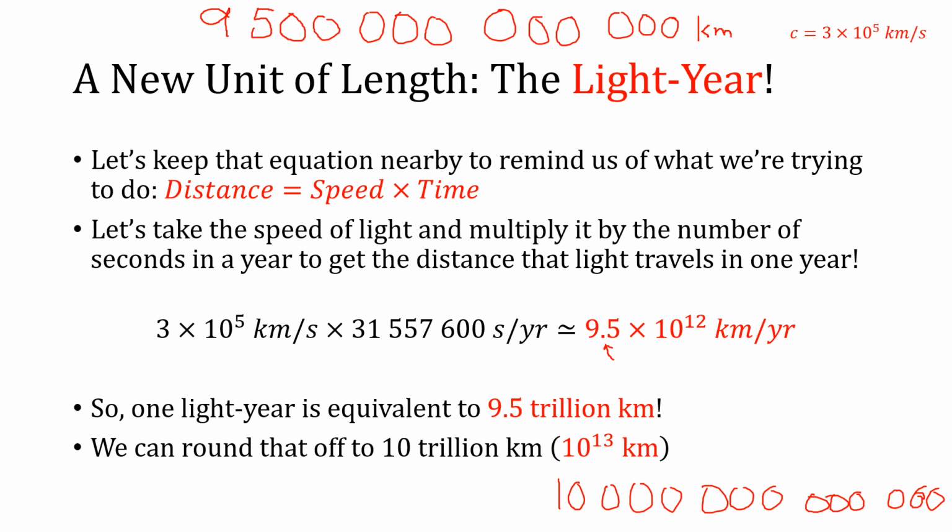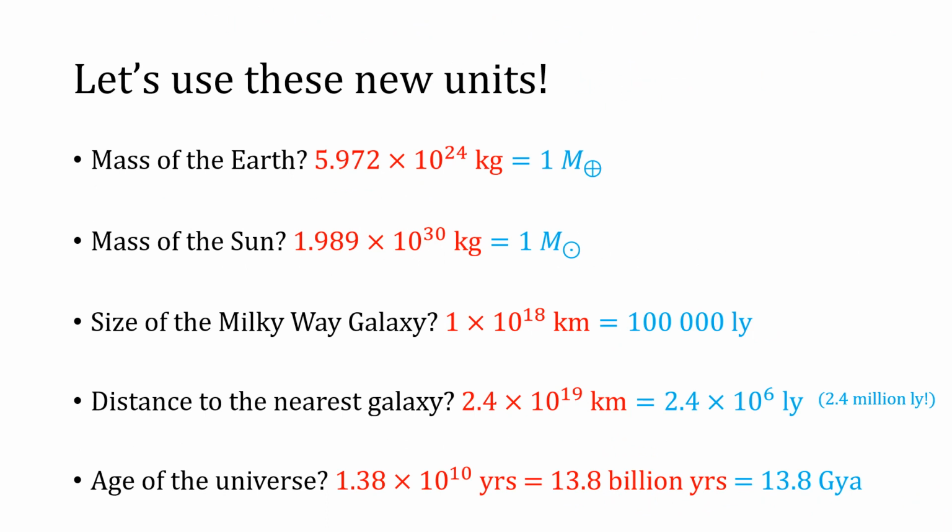And now we can use that to rewrite those numbers that we saw before, of the size of the galaxy and the distance to the nearest galaxy and so on. So here we go. Using the calculation that we did just now to figure out the size of a light year, we can take this size of the Milky Way and rewrite it in terms of light years.